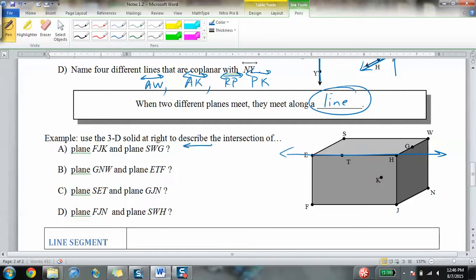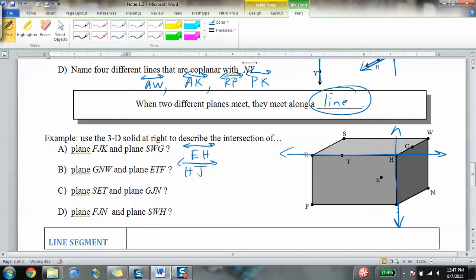So line EH, or I could also use point T to name that line, but remember, only use 2 points to name a line, 3 points to name a plane. So line EH would be going through both of those planes. That's the intersection of those two planes. Next one, GNW. GNW is the right side of the box, and ETF is the front of the box. So we're looking for the right side of the front or the front of the right side, which would be this line right here, HJ. That's where those two planes are meeting.